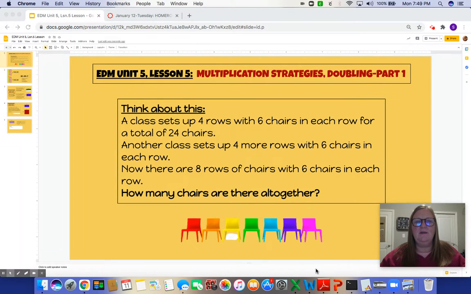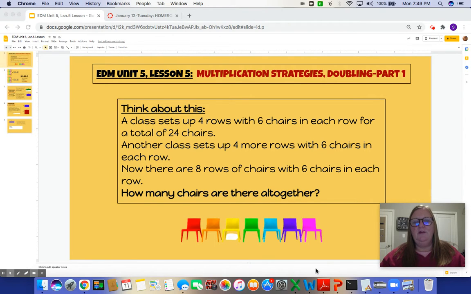Think about this. A class sets up 4 rows with 6 chairs in each row for a total of 24 chairs. Another class sets up 4 more rows with 6 chairs in each row. Now there are 8 rows of chairs with 6 chairs in each row. How many chairs are there altogether?